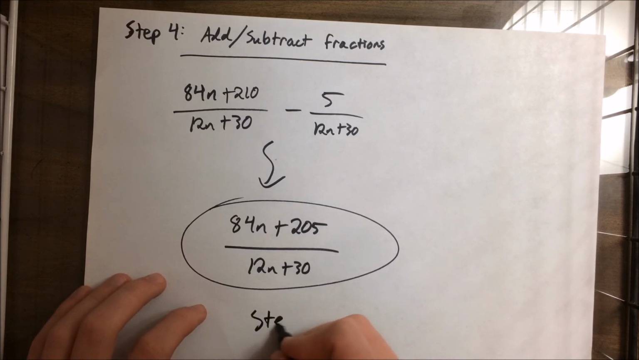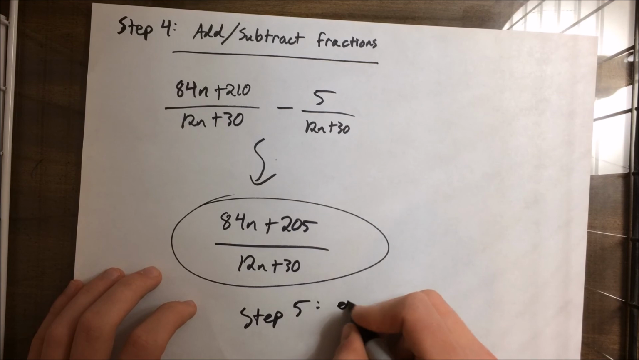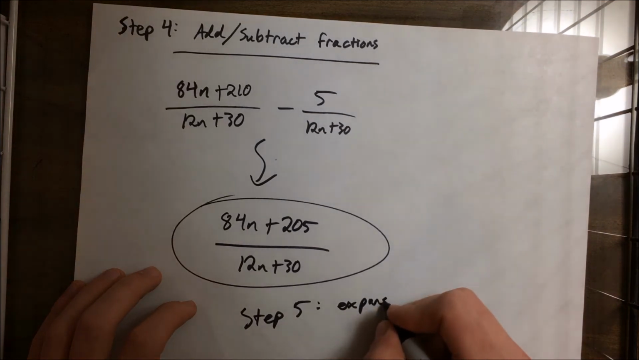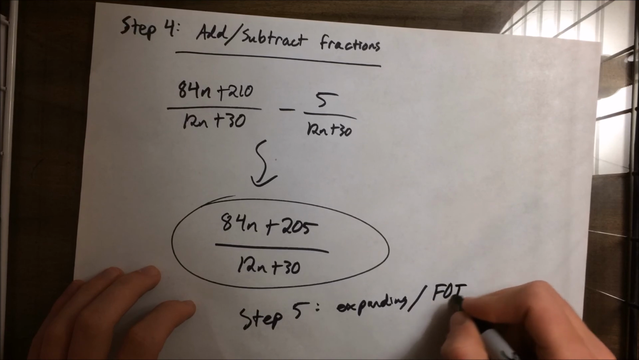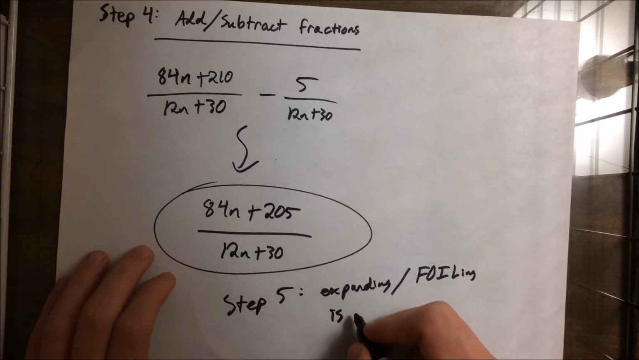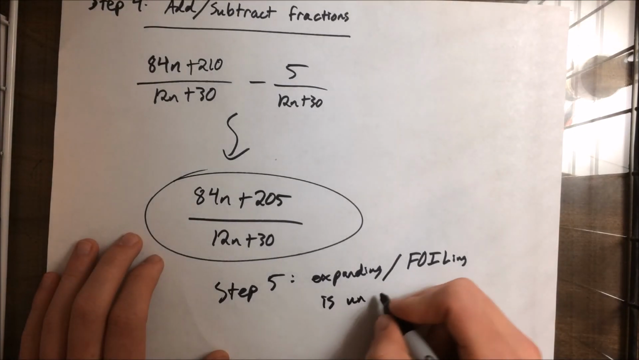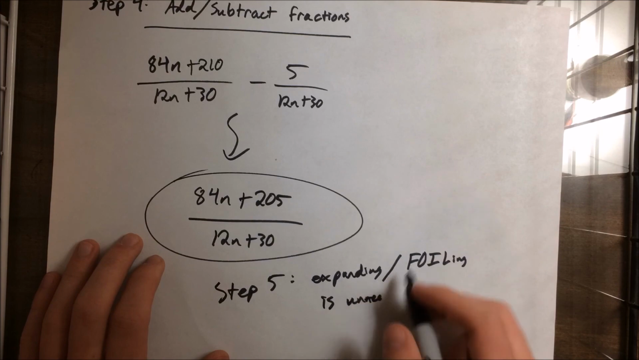So step 5, expansion, or expanding slash FOILing, is unnecessary. It is not needed.